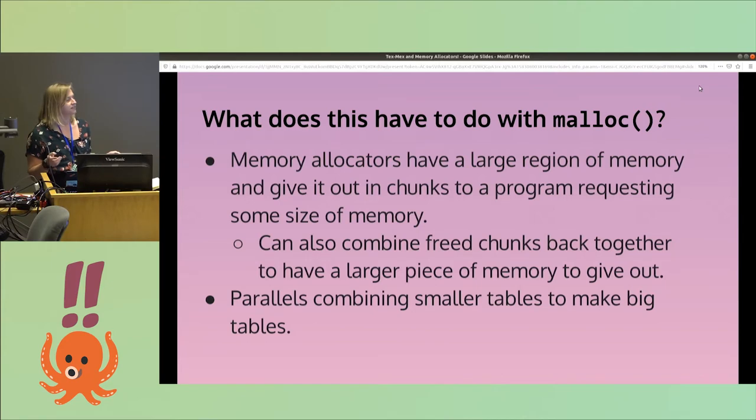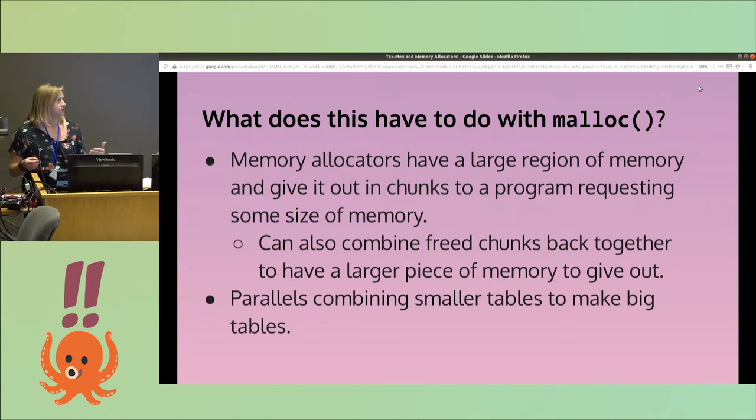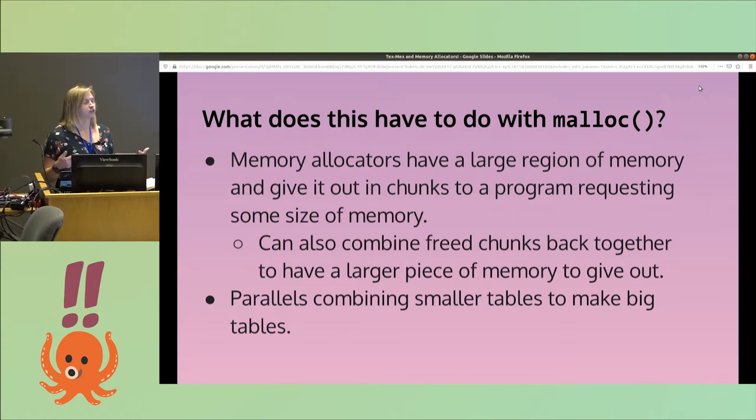So what does this have to do with malloc? Memory allocators, if you're unfamiliar, take a region of memory and split it up into pieces and give it to programs requesting some size. So you might request like 10 bytes, but you get like a 16 byte chunk. So it's not necessarily what you ask for, but that's how it works internally. And you can also do things like combine free memory regions back together so that you have larger pieces to give out later. And this is pretty similar to the problem of taking small tables, pushing them together, separating them, and so on.